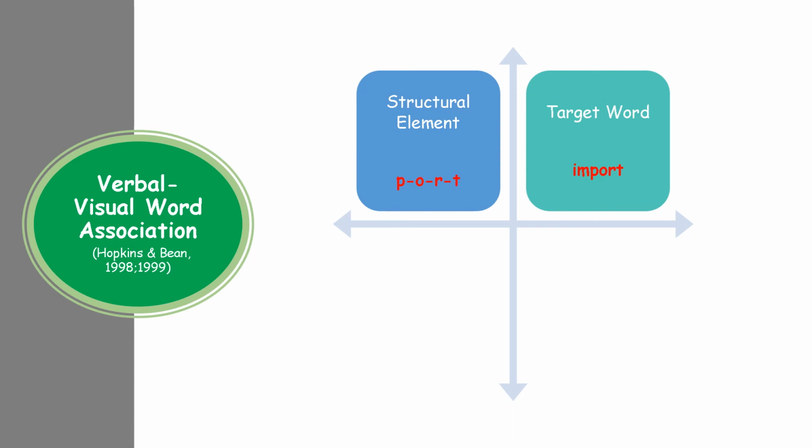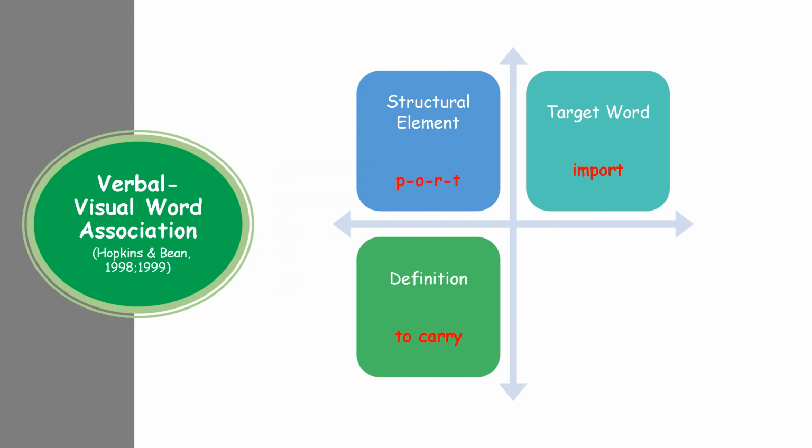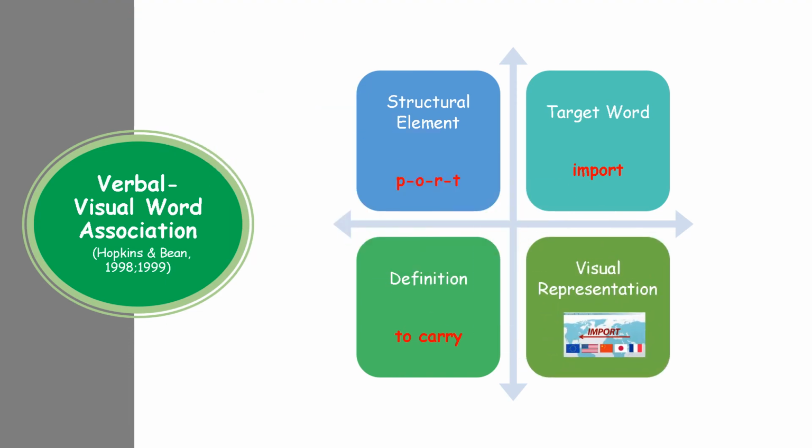On the lower left square is the meaning of the structural element port, and that means to carry. And then on the lower right square is the visual representation of the target word, and here the visual representation of the word import. Hopkins and Bean found out that this approach personalized vocabulary learning in such a way that the learners were able to use their strengths and address their weaknesses.